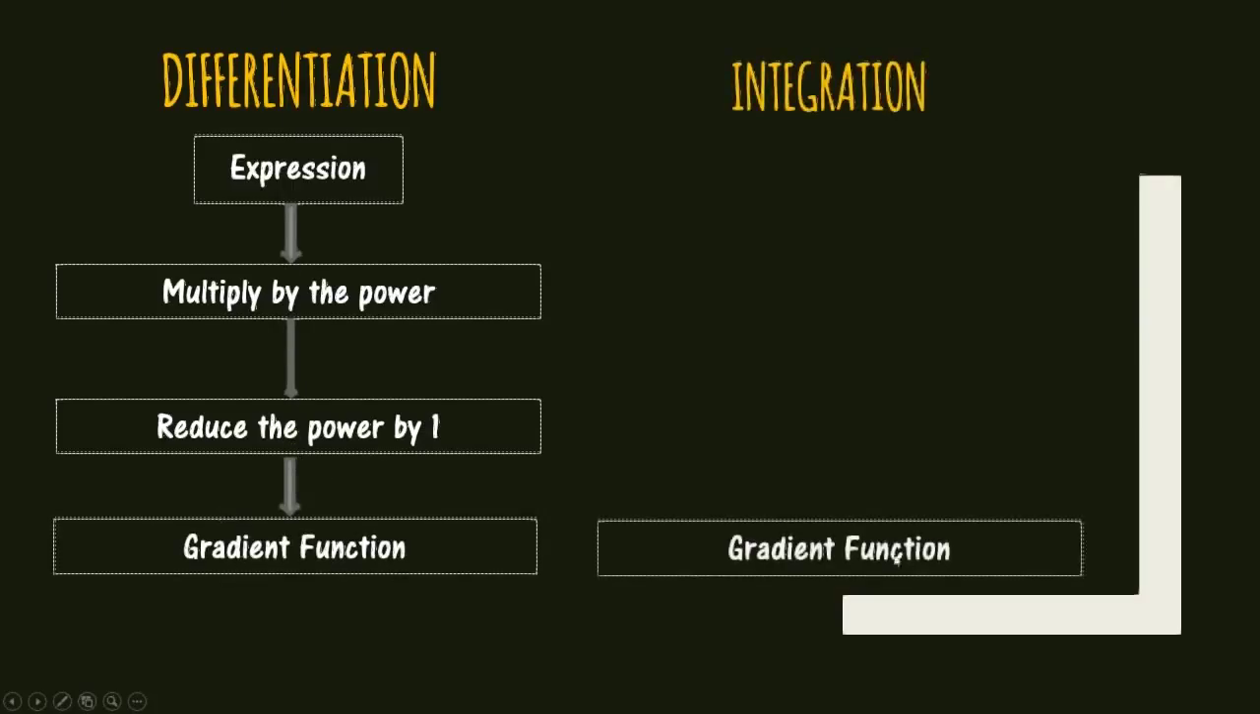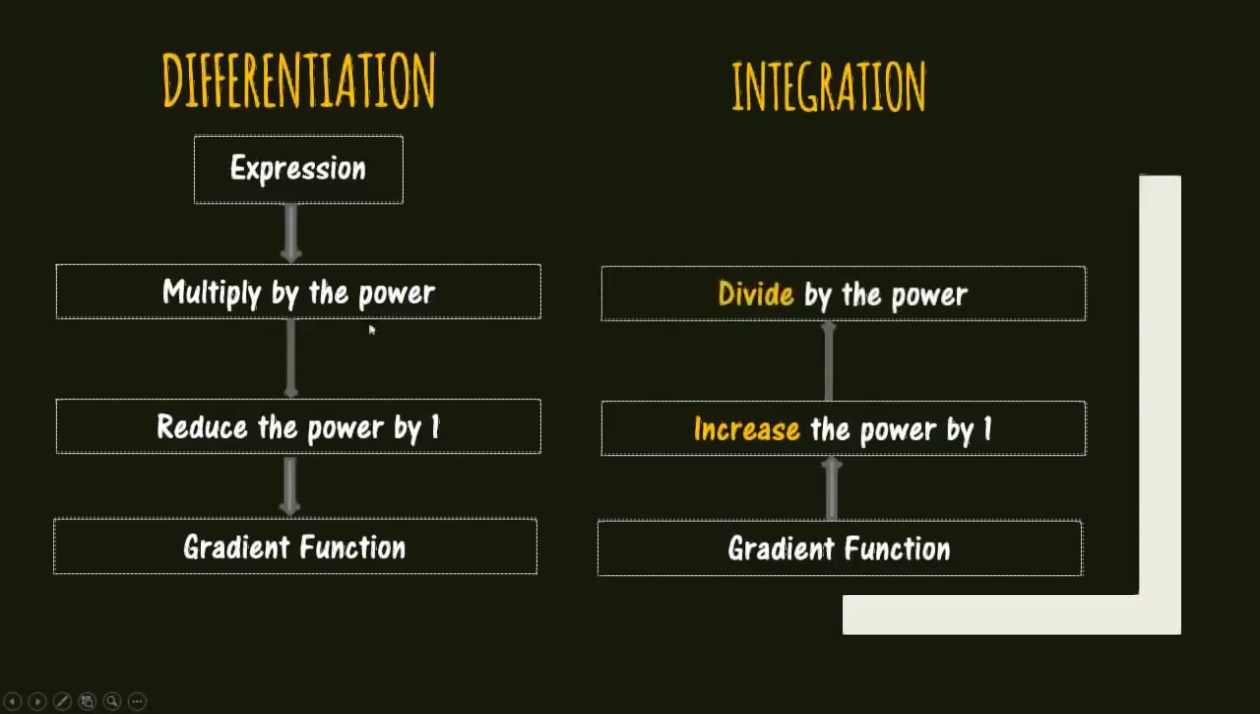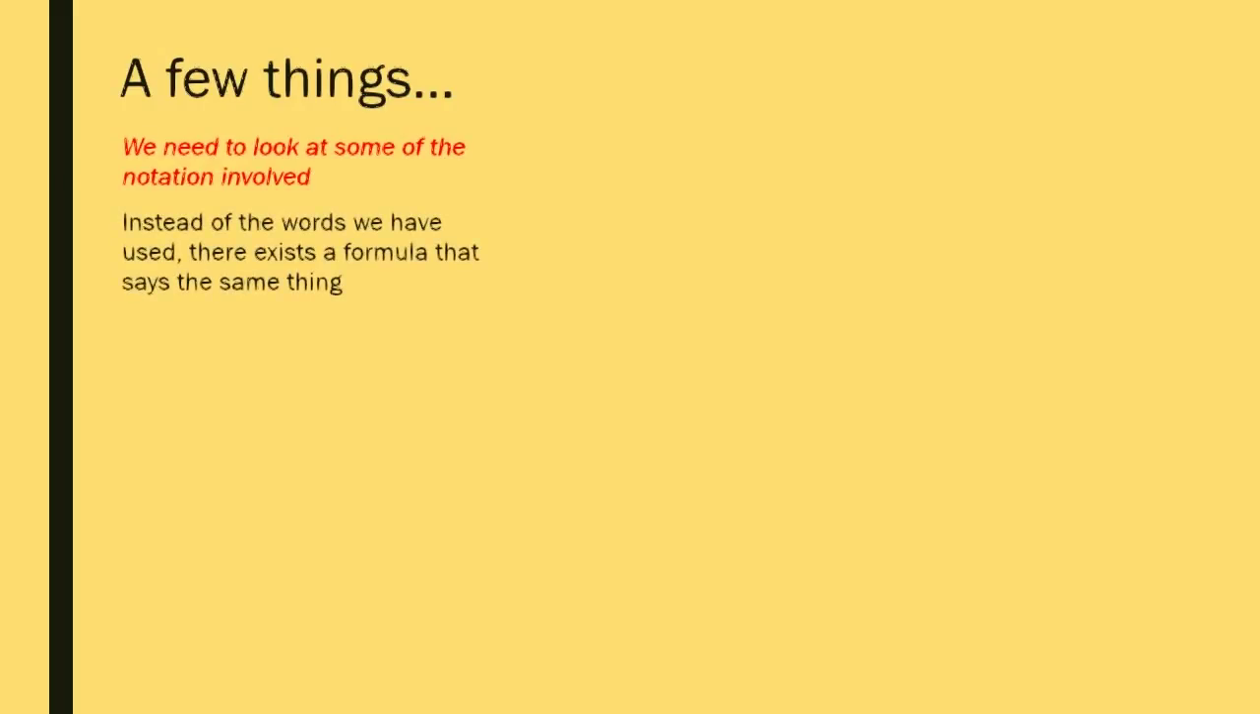When you integrate, you start off with the gradient function, and like we said before, when you're going backwards, you increase the power by 1, which kind of makes sense, and then instead of multiplying by the power, you divide by the power. So all the inverse operations of what we did beforehand, and you'll get your expression. If you want to write that down for yourself in some way, that's usually the way that it goes. So there's a few things. I'm going to look at some of the notation involved, and instead of words, we use a formula that says the same thing.